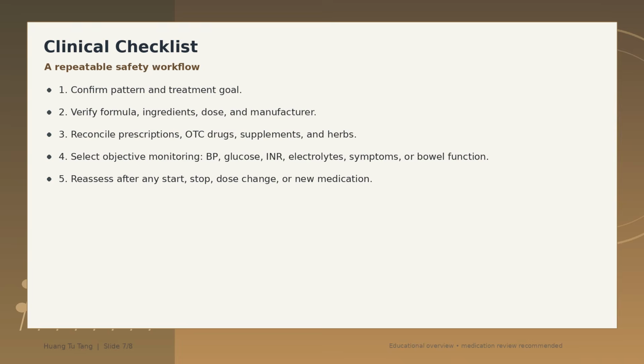A useful clinical checklist has 5 steps. 1. Confirm the traditional pattern. 2. Identify the exact product and full ingredient list. 3. Reconcile prescriptions, over-the-counter drugs, supplements, and other herbs.